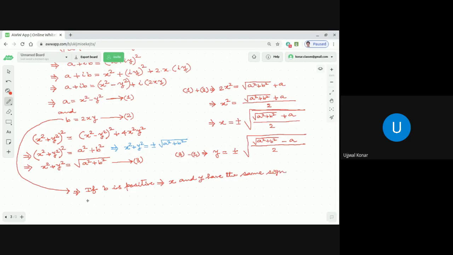And if b is negative, then what can we conclude? We can conclude that x and y have opposite sign. Correct? So what can we observe?